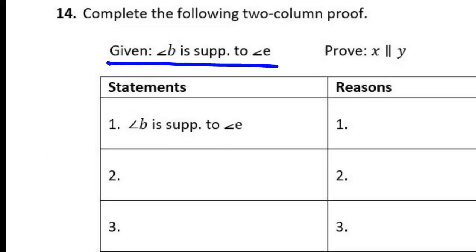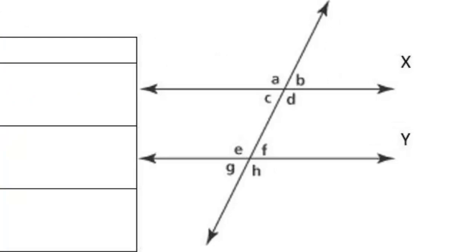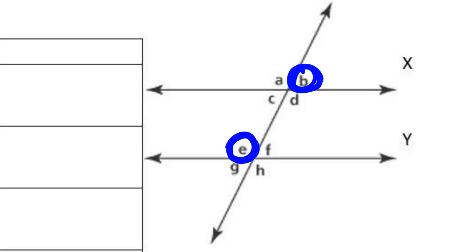All right, we start off with this. Angle B is supplementary to angle E. The reason I'm allowed to make that statement is because it was given to me. So let's go find those angles. Here's B, and here's E. And we're told that those are supplementary.